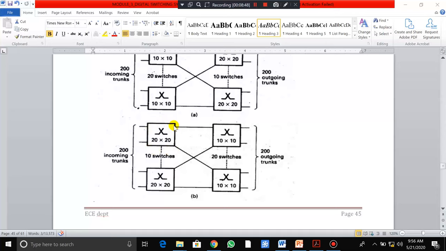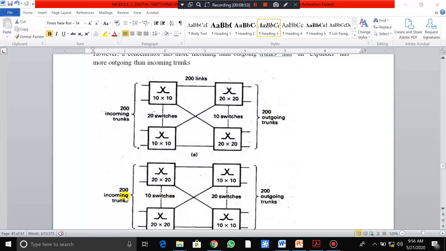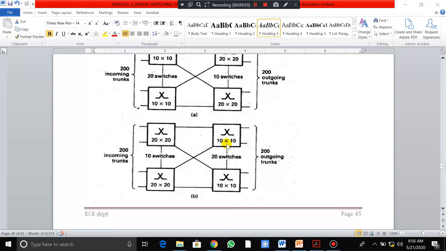Here, for incoming trunks they are taken as 20 cross 20, and here they are taken as 10 cross 10. Similarly, in diagram B, it is given vice versa, that is, for outgoing trunks they made it 10 cross 10, and for incoming they made it 20 cross 20, which you can notice in the diagrams. There is A and B.